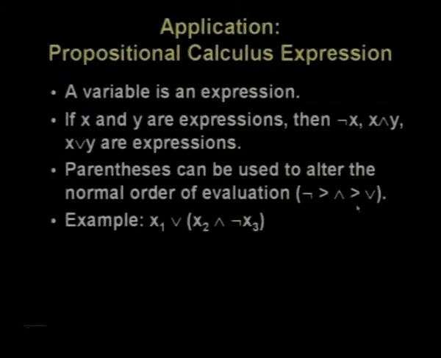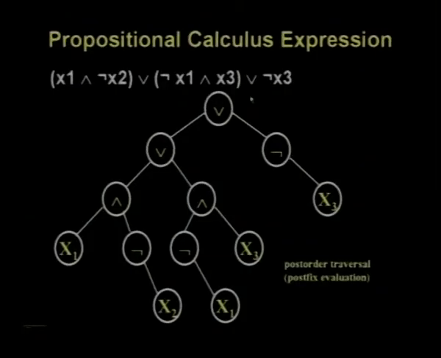Normally negation has more precedence than intersection, and intersection has more precedence than union. For example, in x1 or x2 intersection not x3, normally this will be done first, then this, then this. Anyway it will be done in this order only. But you can use parentheses to change the order if you want. So suppose you put the parentheses here, this will be done first before we go along. So this is an example of a propositional calculus expression.